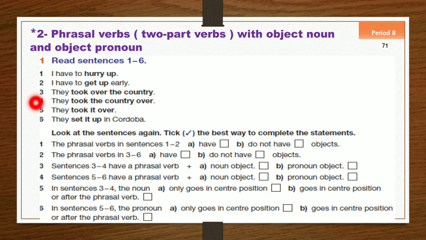لاحظي عزيزي الطالب استخدمنا المفعول به the country في الوسط بعد الفعل وبين حرف الجر قبل حرف الجر. 5. They took it over. ويمكن أيضا أن نستبدل المفعول به بضمير ويأتي الضمير في الوسط بين الفعل وحرف الجر. 6. They set it up in Cordoba.